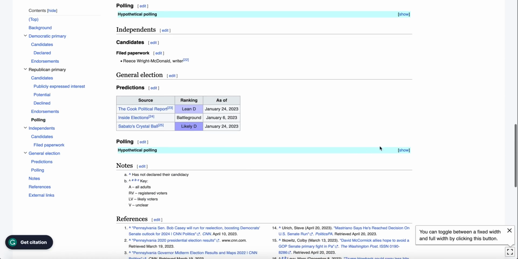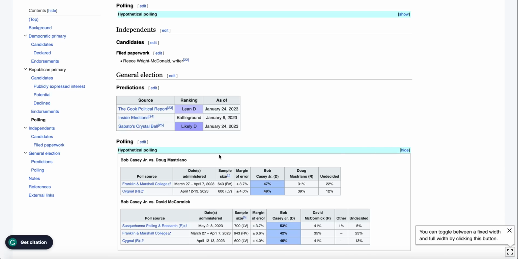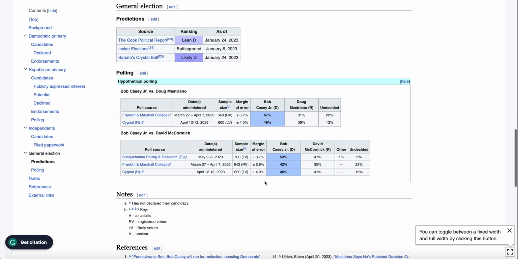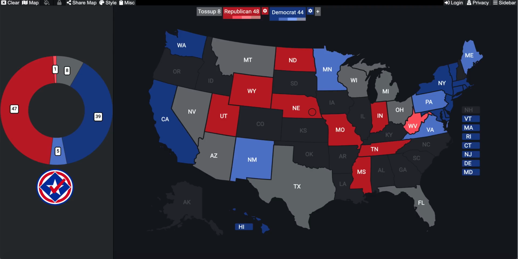And when you look at the general election, Larry Sabato's Crystal Ball has it likely D. Cook Political Report has it lean D. When you look at the matchups between Casey and McCormick, Casey and Mastriano, God forbid for the Republican Party's sake that it is Doug Mastriano, but should it be, Bob Casey blows them both out of the water. So for right now, I'm comfortable with that likely characterization as is.